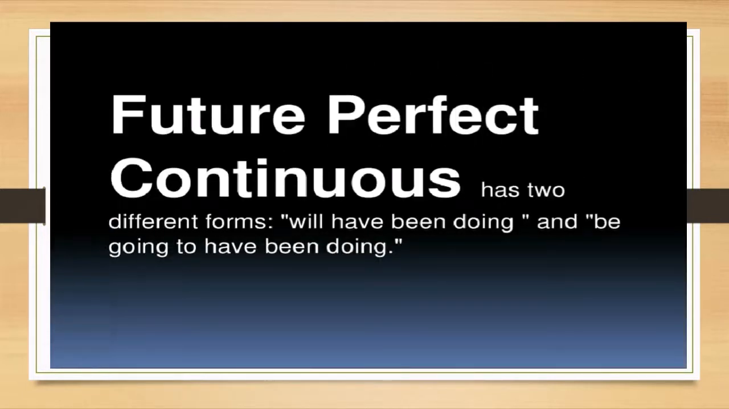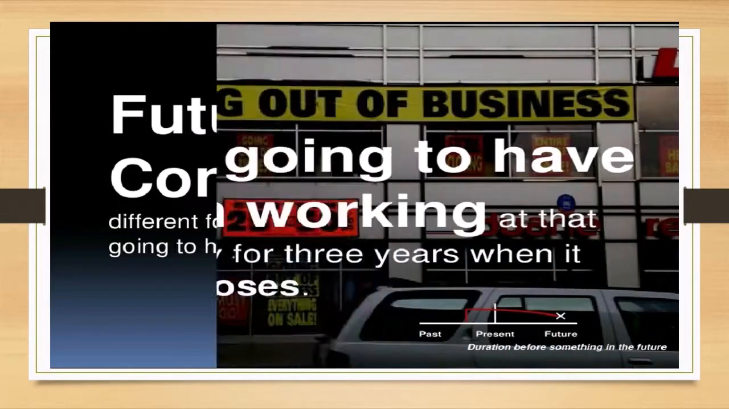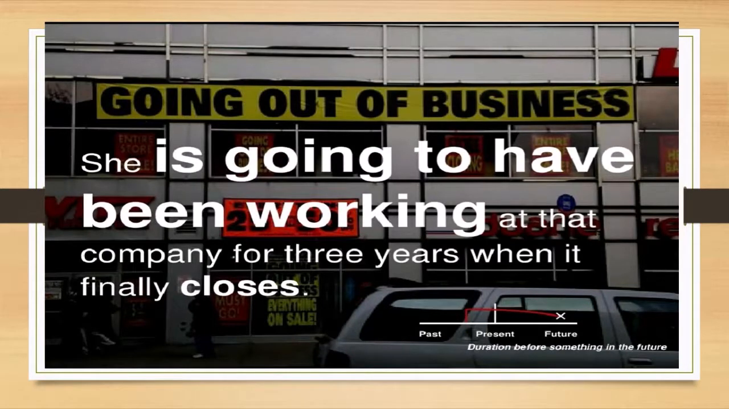Now, future perfect continuous. This is the last one. You have to know the future perfect continuous tense, and it has two different forms: will have been doing and be going to have been doing. I repeat, will have been doing and be going to have been doing. Going out of business, it is not our text, it is picture text. She is going to have been working at that company for 3 years when it finally closes.